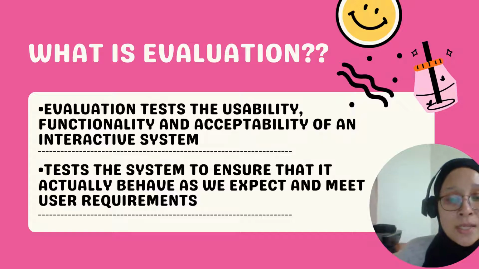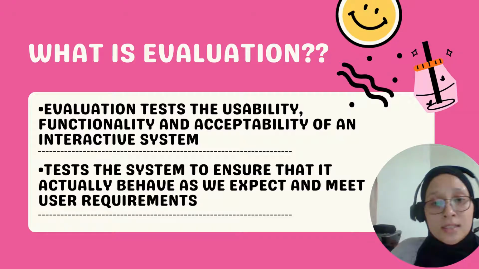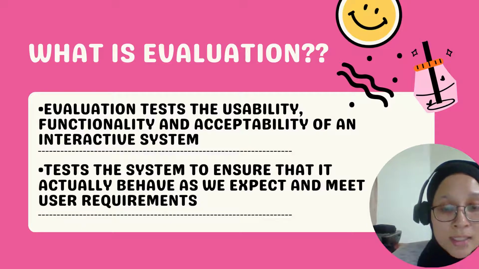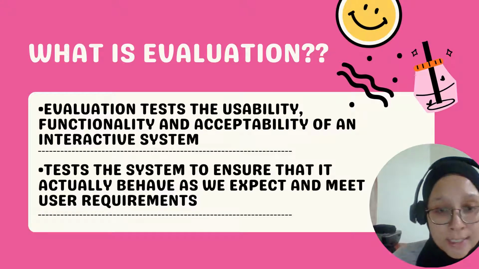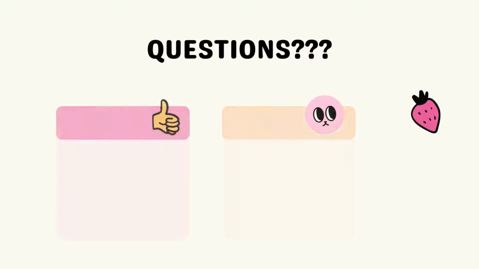So, tak adalah sistem tu tidak mengikuti apa yang kita mahulah. So, user dapat apa yang dia nak, kita pun dapat apa yang kita nak. So, kita nak menentukan benda tu, dua-dua pihak dapat adalah melalui evaluation. So, evaluation ni kita test dari segi kegunaan dia, functionality dia dan acceptability dia of an interactive system.